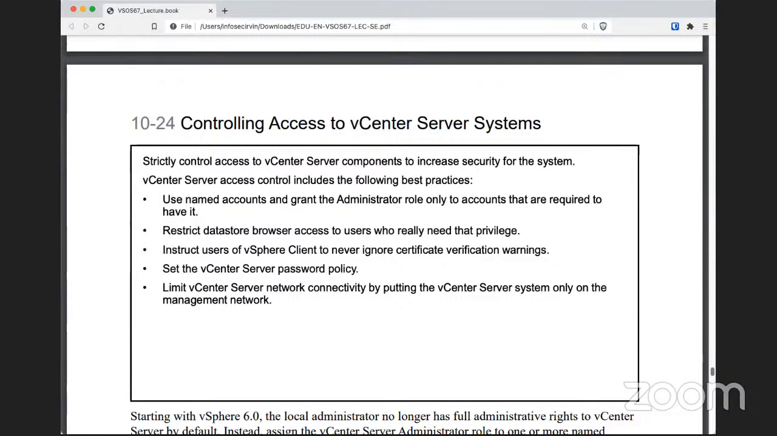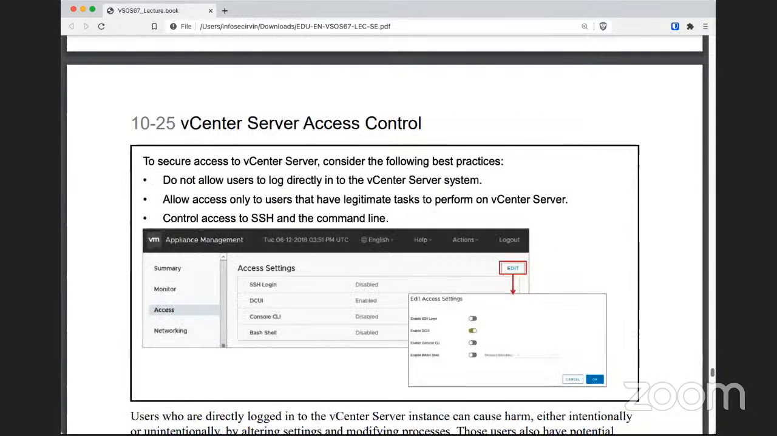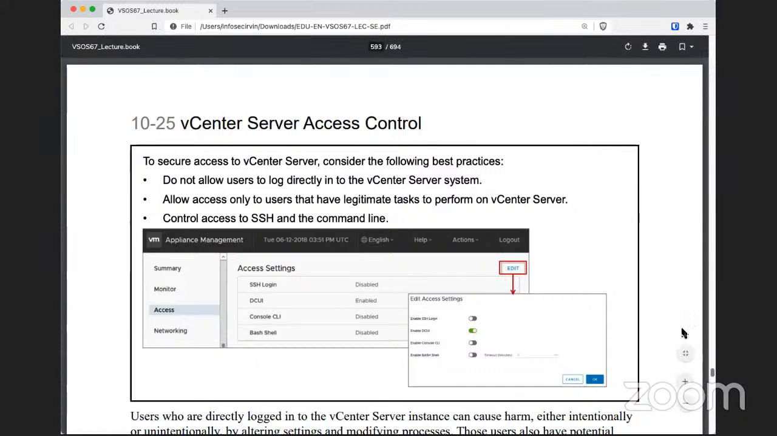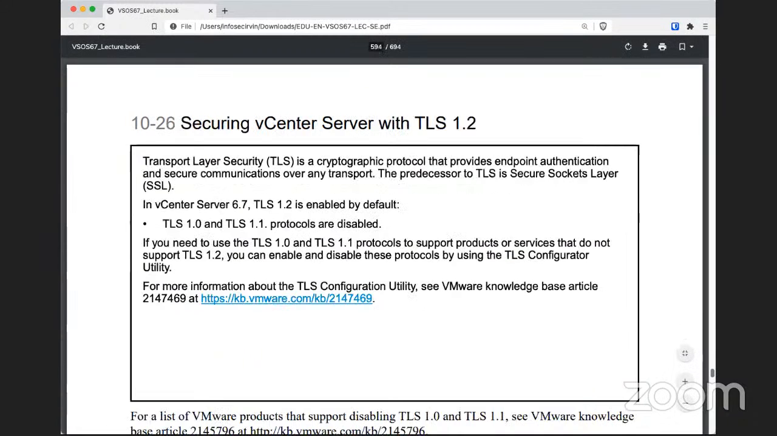So you could do things like having certain users who can access it. Never ignore certificate verification warnings, set a password policy, and limit who can connect on the management network. You can set some of these things up in vCenter, like disabling SSH and whatnot. You can use TLS to secure the communication between the user and the system.